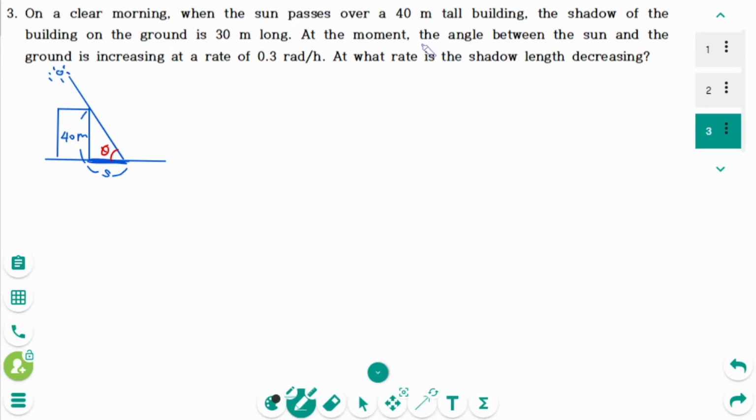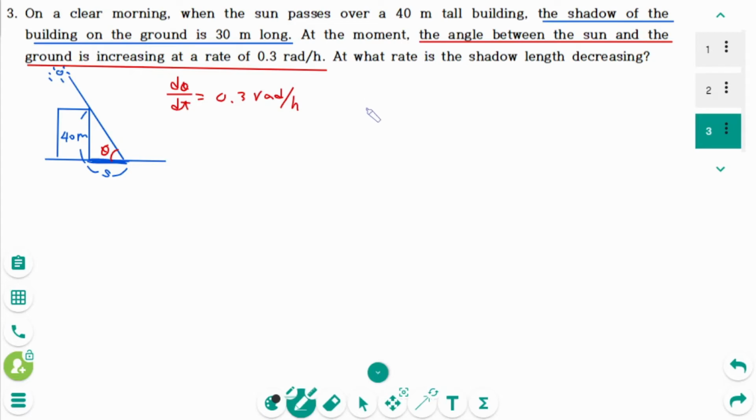The angle between the sun and the ground is increasing at a rate of 0.3 radian per hour. That means d theta/dt equals 0.3 radian per hour. The shadow of the building on the ground is 30 meters long. That means s equals 30 meters. At what rate is the shadow length decreasing? That means we are looking for ds/dt.